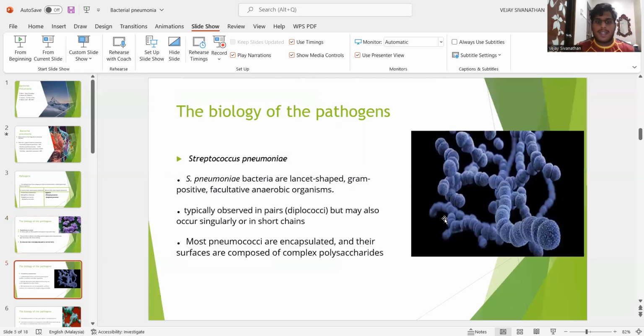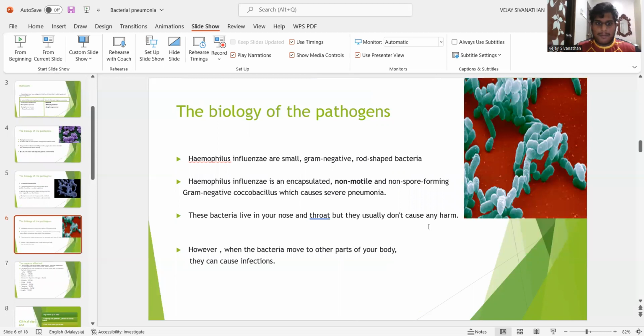The next pathogen that I'll be talking about is Streptococcus pneumoniae. Streptococcus pneumoniae are bacteria that have lancet shape. They are gram-positive and they are facultative anaerobic organisms. They are typically observed in pairs, which are diplococci, but may also occur singularly or in short chains. Most pneumococci are encapsulated and their surfaces are composed of complex polysaccharides.